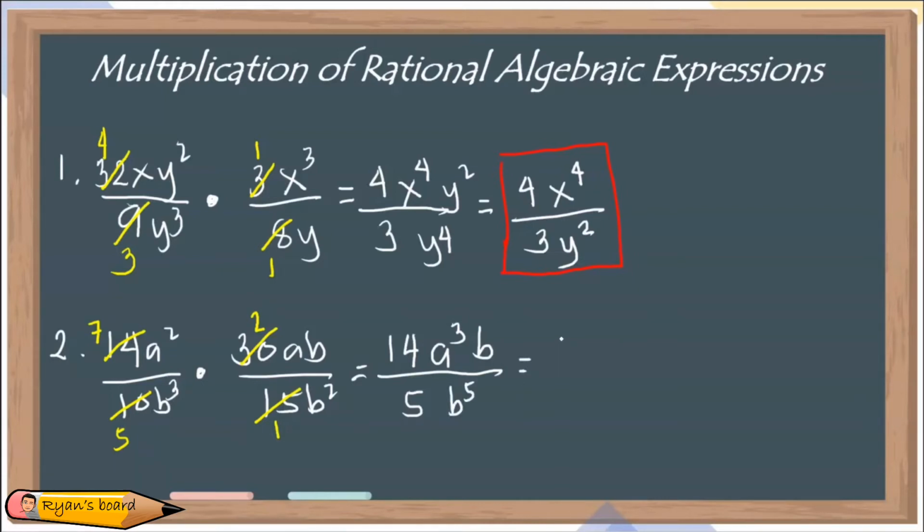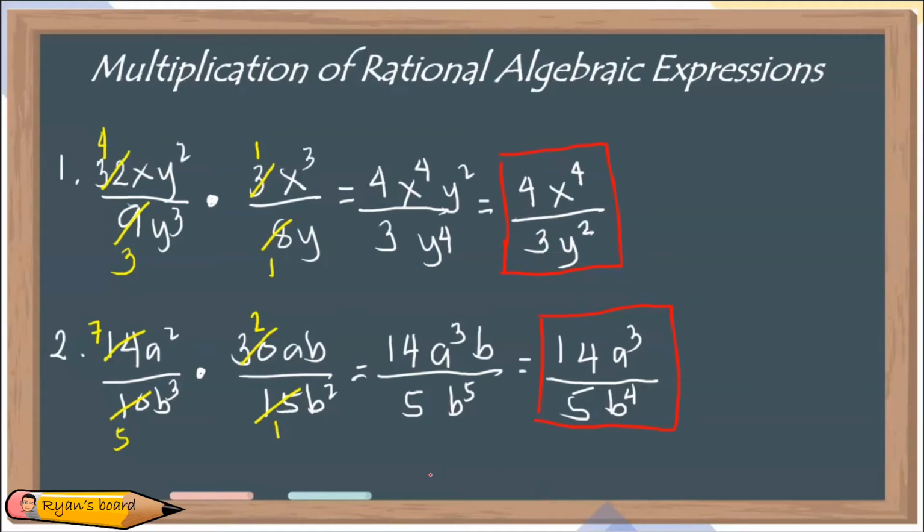So we copy 14a cubed over 5. Saan natin ilalagay yung b? Since mas malaki ang exponent ng denominator, sa baba natin siya ilalagay. 5 minus 1, that's 4, kasi may 1 dito, no? So this is now our answer: 14a cubed over 5b to the fourth power.